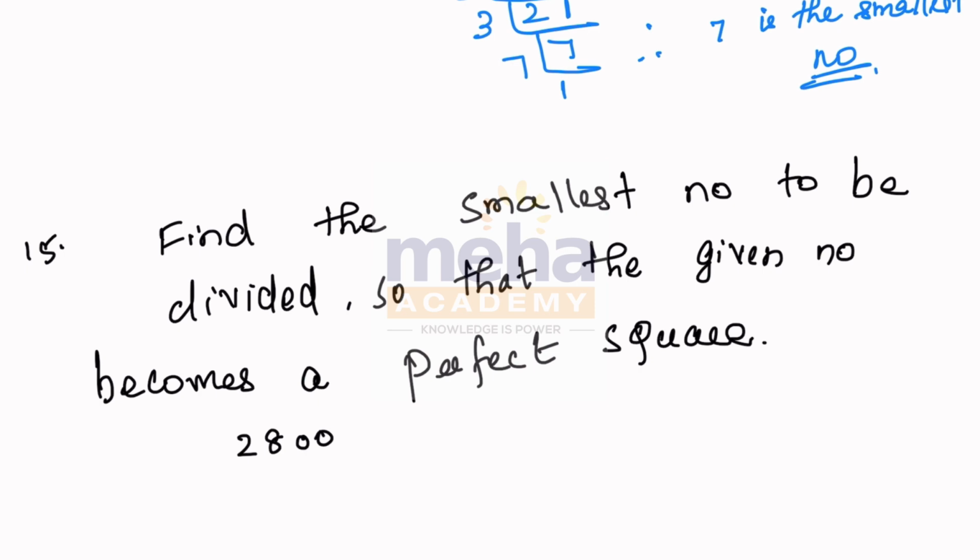Next question. What is the smallest number to be divided so that the given number becomes a perfect square? So we first do the LCM.